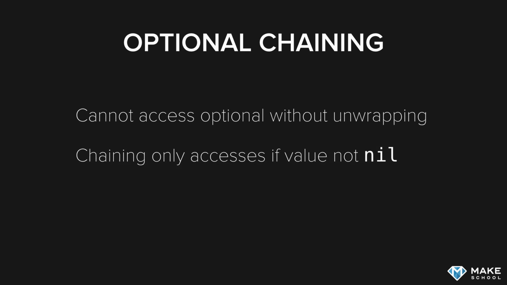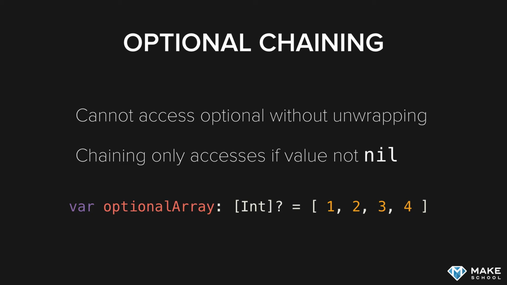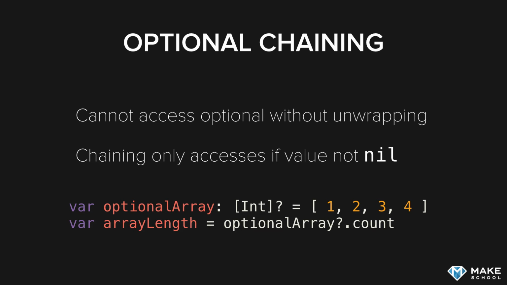So say we've got a variable optionalArray. We know later on in this code that since it's an optional, it may contain a regular array or it may contain nil. Say we want to get the count or the length of this array if and only if it exists, and we want to do it all in one line. We can say var arrayLength equals optionalArray?.count.